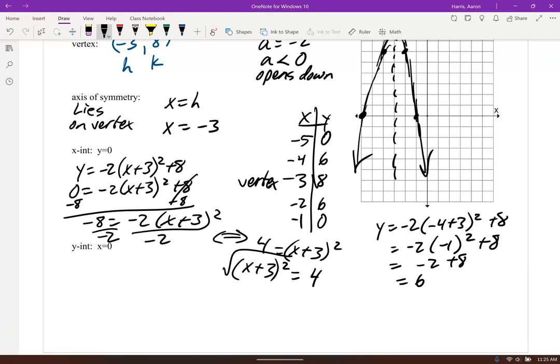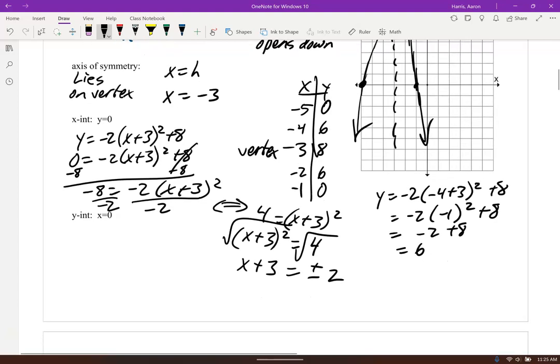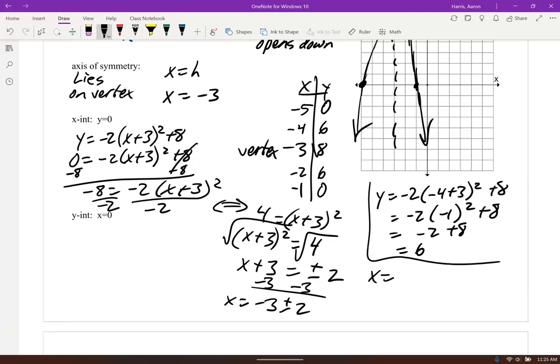Now I have a perfect square, so I'm going to square root both sides. So x plus 3 equals plus or minus 2, because I square rooted both sides. And then I subtract 3 from both sides. So I have two answers, negative 3 plus or minus 2. Well, negative 3 plus 2 is negative 1, and negative 3 minus 2 is negative 5.